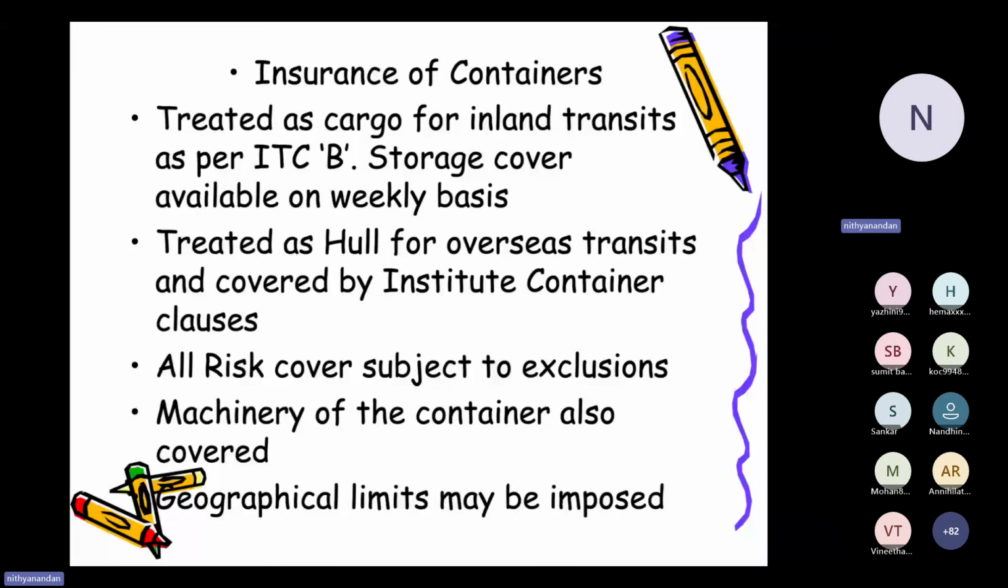Some insured own the containers and carry their own goods in their own containers. At that time, they can insure the containers along with the cargo. But sometimes the container is owned by somebody else and the cargo is owned by somebody else. In that case, the container owners can take the policy on the container alone, because the container is also in transit.